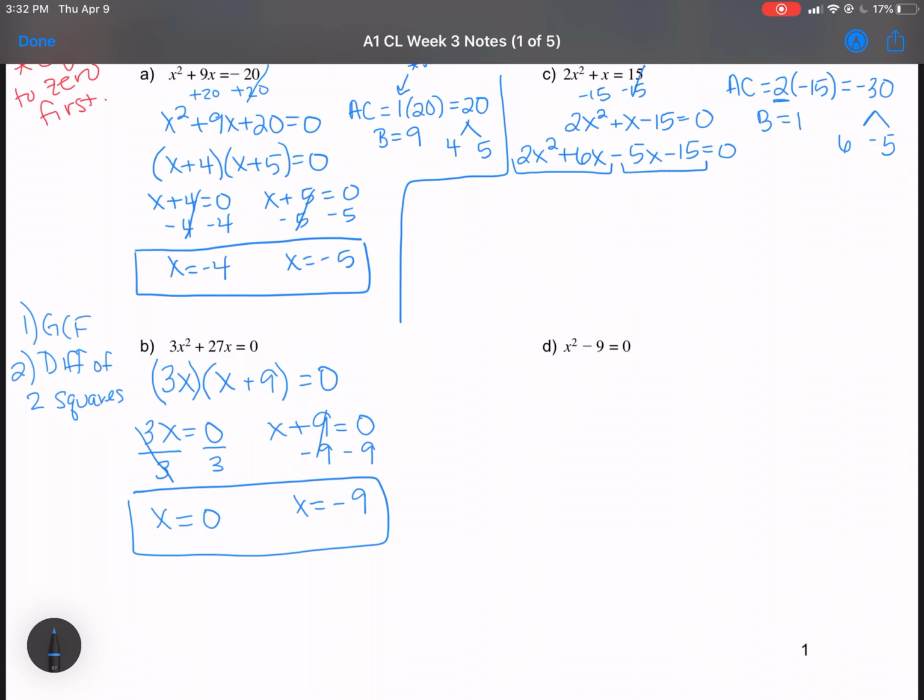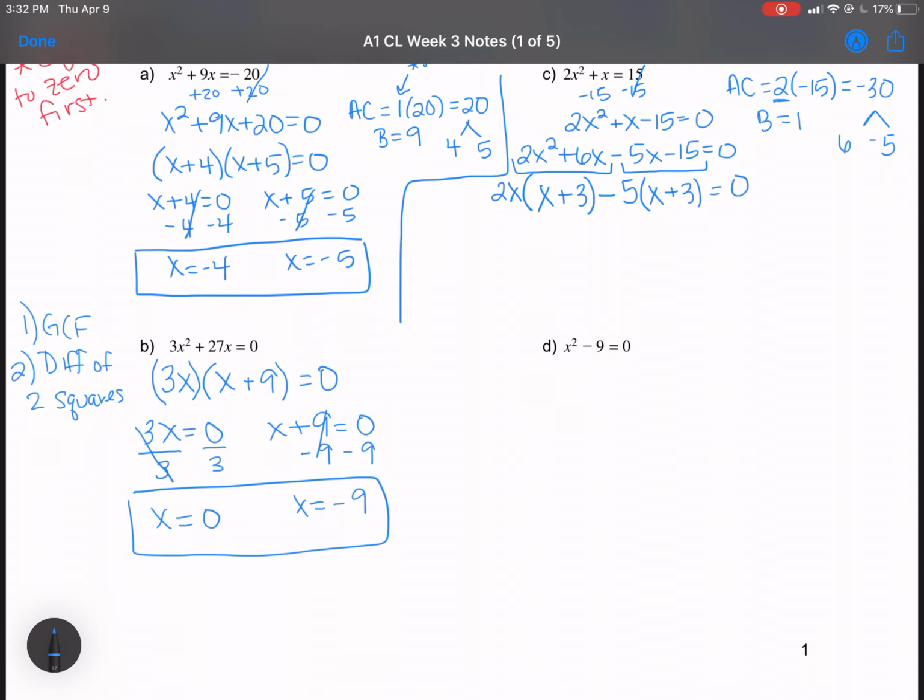So 2x squared plus 6x, our GCF between the two is 2x, and then divide. 2x squared divided by 2x is x, and 6x divided by 2x is 3. And then negative 5x minus 15. The GCF, since there's a negative in front, we're going to bring it down, and they're both divisible by 5. So negative 5x divided by negative 5 is x, and negative 15 divided by negative 5 is positive 3.